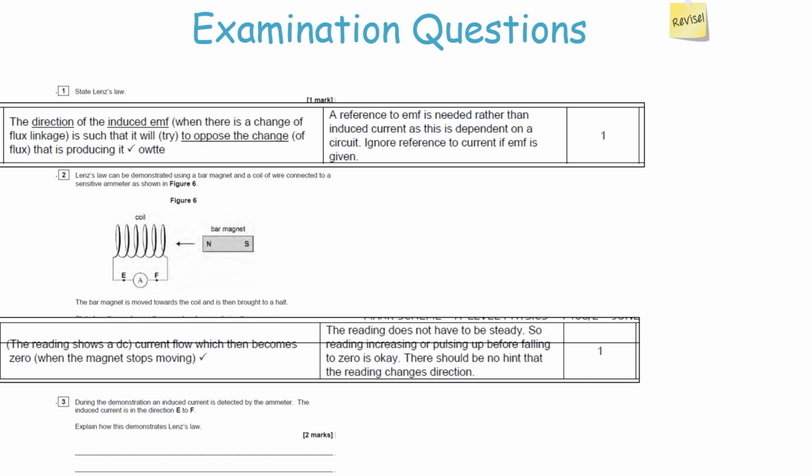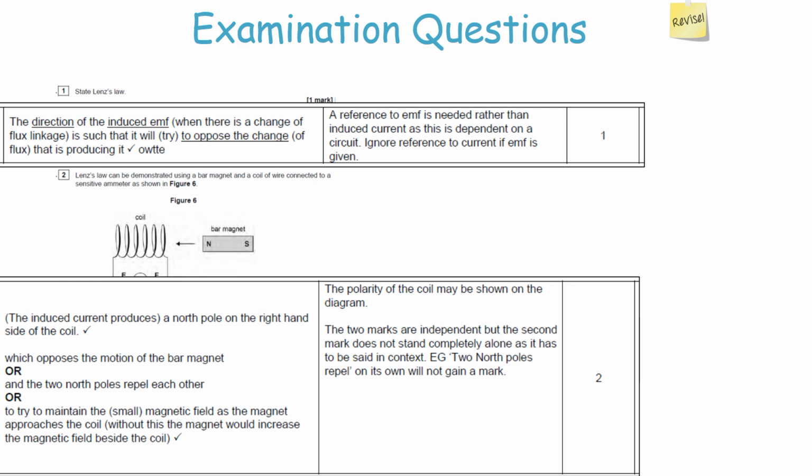Next one, how does this particular demonstration show Lenz's law? Well, if the induced current is in the direction of E to F, this tells us that there must be a north pole on the right hand side of the coil. So therefore, we're opposing the motion of the bar magnet. We are repelling the motion that is causing it to be produced. It's trying to maintain the magnetic field as the magnet approaches the coil, because otherwise the magnet would increase the magnetic field beside the coil. You can't produce energy, you can't gain energy, which is the purpose of Lenz's law. It's to conserve energy in the situation.